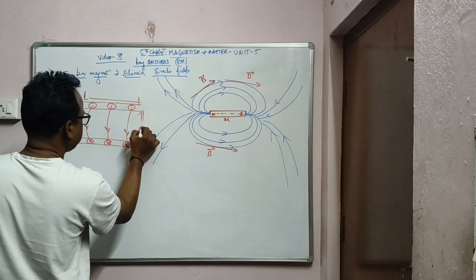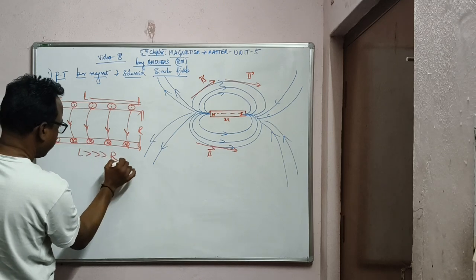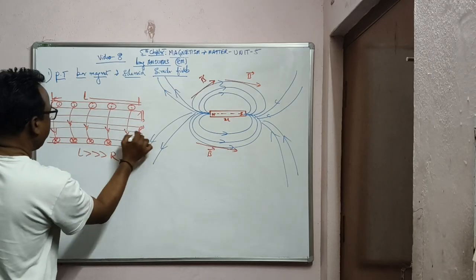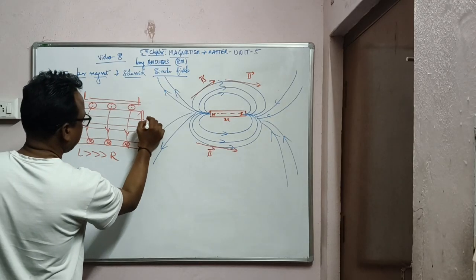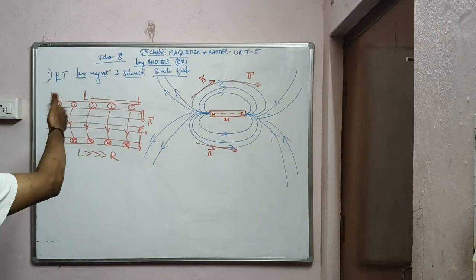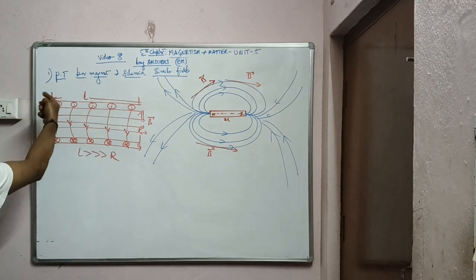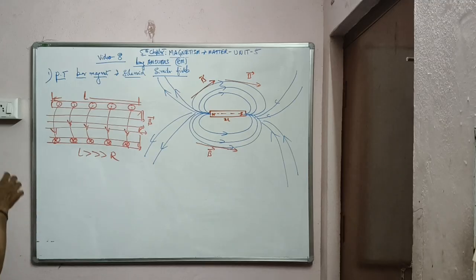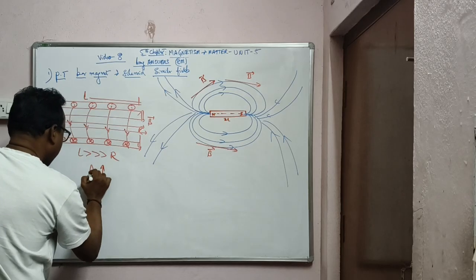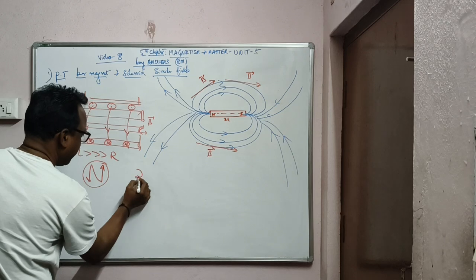This is the length of the solenoid, and it is a long solenoid, and this is the radius. For our syllabus, the length is very much larger. So this is the field direction in the middle, the magnetic field. The current is coming from outside and going inside. In this case, if the current is anti-clockwise, it becomes the north pole. If it is clockwise, it becomes the south pole.